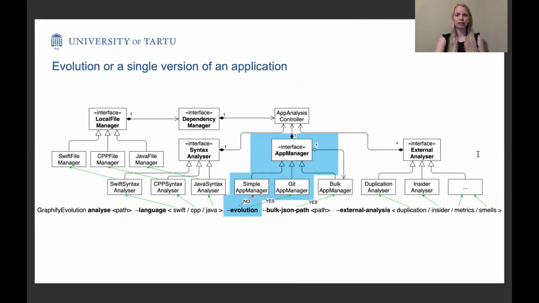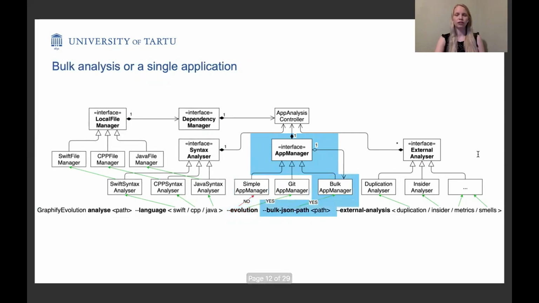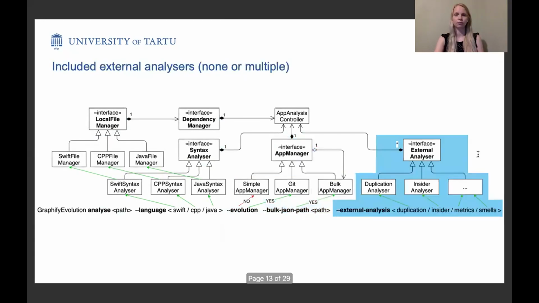It is possible to either analyze the evolution of an application or not. If the evolution flag is present, then the Git app manager is used. Otherwise, a simple app manager that creates an application manager for the given path is used. If the bulk JSON path argument is provided, then bulk analysis of multiple applications is done. It is possible to provide either none or multiple external analyzers. Those analysis results are then also entered into the database.